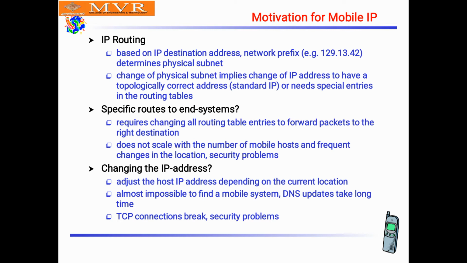Specific routes to end systems require changing all routing table entries to forward the packet to the right destination. It does not scale with the number of mobile hosts and the frequency of changes in location, and it has security problems.